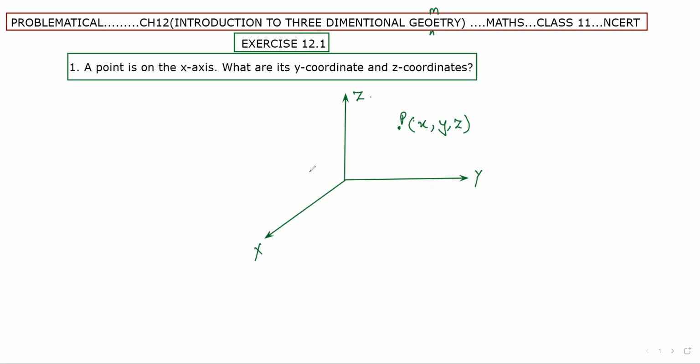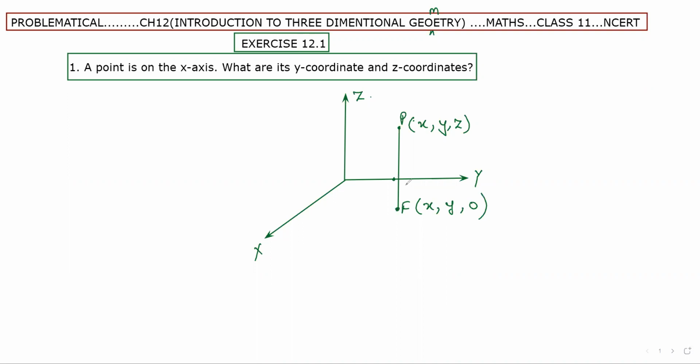If such a point lies in a plane, say the xy plane, then its z coordinate will be 0 because any point in the plane will be at a 0 distance from the z axis. Similarly, any point on any of the axes is at a 0 distance from the other two axes. If I plot this point on the xy plane, its z coordinate will be 0, and the foot of the perpendicular will have the coordinates x, y, 0 because the z coordinate is 0.